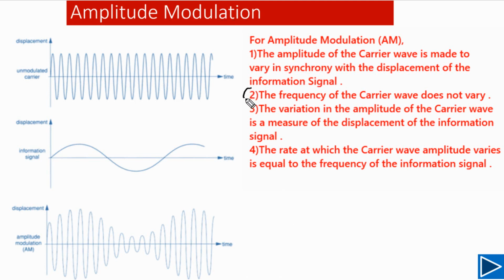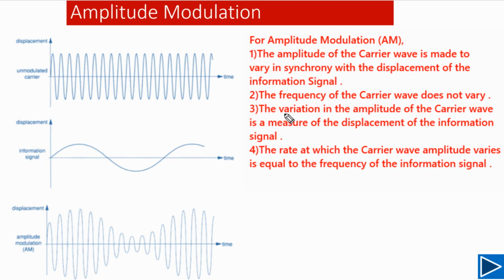The second point is simply telling us that the frequency of the carrier wave does not vary. It simply means that the frequency of the modulated wave is the same as the frequency of the carrier wave. So we can write down that the frequency of the modulated wave is equal to the frequency of the carrier wave.